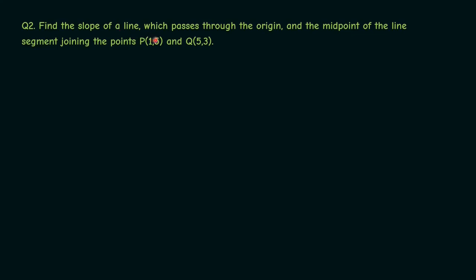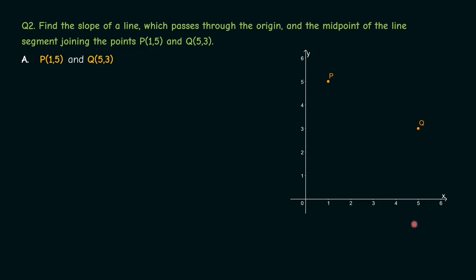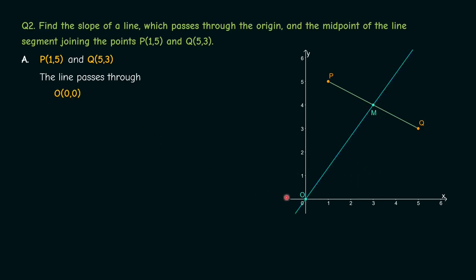Next question, find the slope of a line which passes through the origin and the midpoint of the line segment joining the points P(1, 5) and Q(5, 3). Let us take 2 points P and Q on the coordinate plane, line segment PQ, and midpoint M of the line segment PQ, and the line passing through the origin, that is (0, 0), and through the midpoint M, line OM.